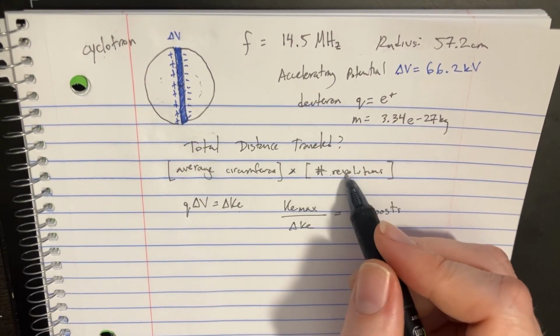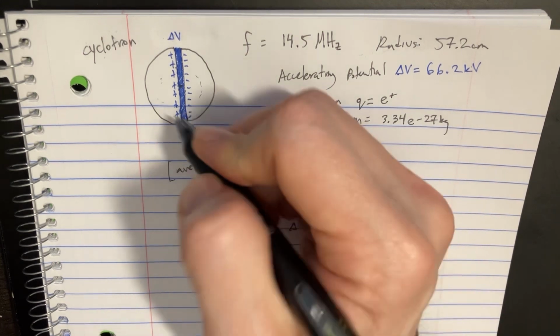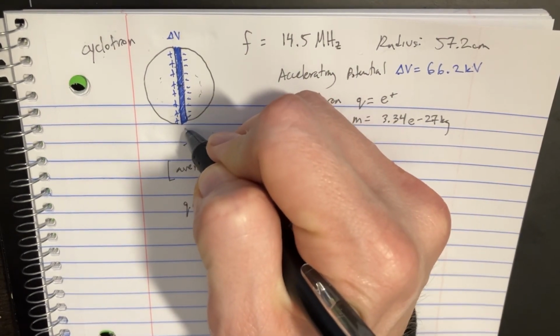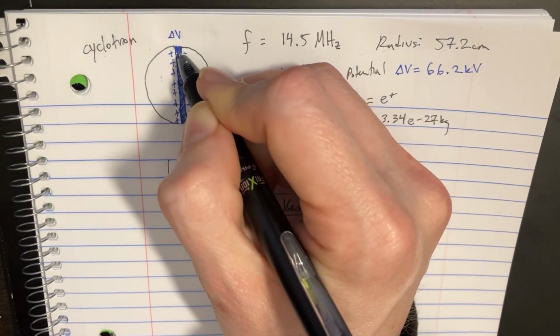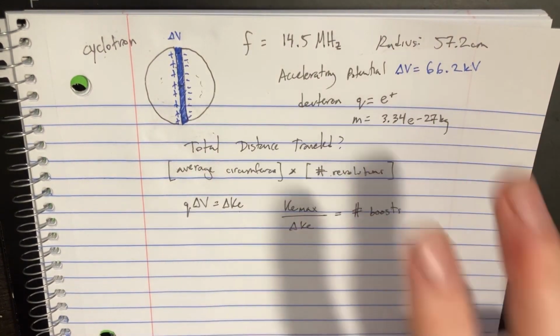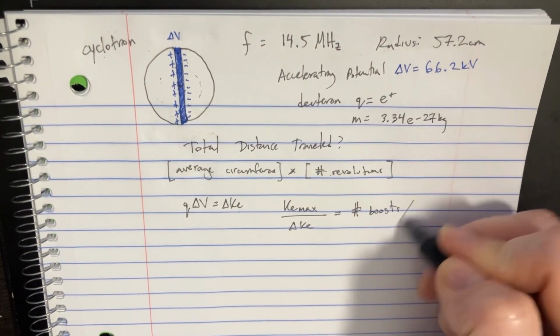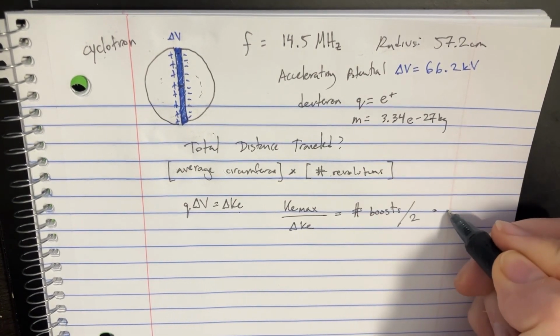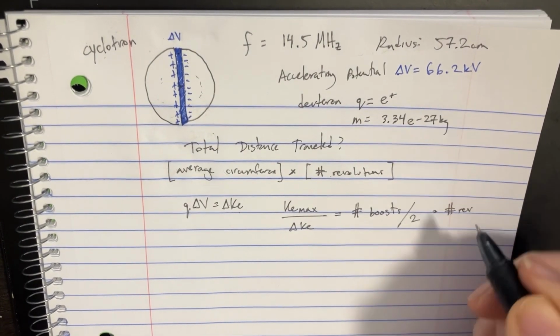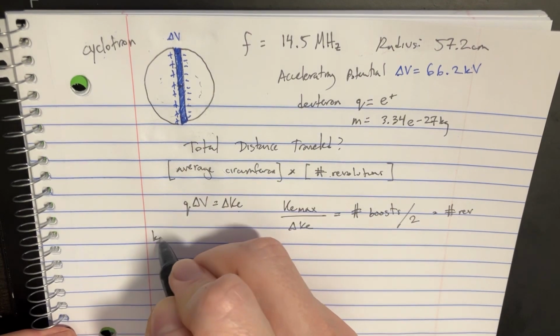It's not really quite the same thing as the number of rotations, because it's going to get boosted twice. It's going to get boosted once here, and then it'll get boosted again over here. So we're going to get 2 boosts per revolution. So once we figure out how many boosts we get, we're going to divide that by 2. That's going to give us the number of revolutions. So let's try to figure out what KE max is.